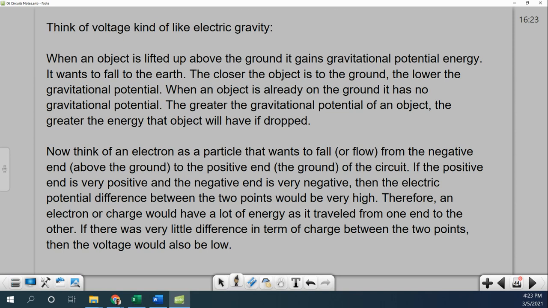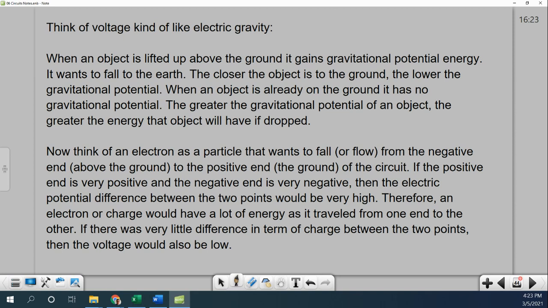So you can think of voltage kind of like electric gravity. I've got my pen here in my hand. If I lift it up in the air, I'm giving it gravitational energy. If I let go of this pen, it can fall to the ground, and I could use that falling to spin a turbine, or I could throw it at somebody and make it hurt them. It could do something. It's got energy as it drops. So if it's up in the air and I drop it, it turns that gravity into moving energy because the pen wants to fall to earth.